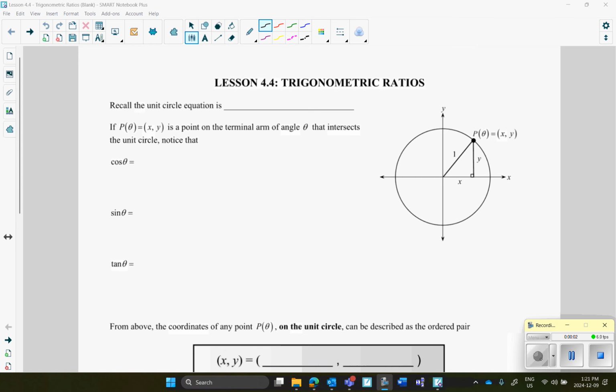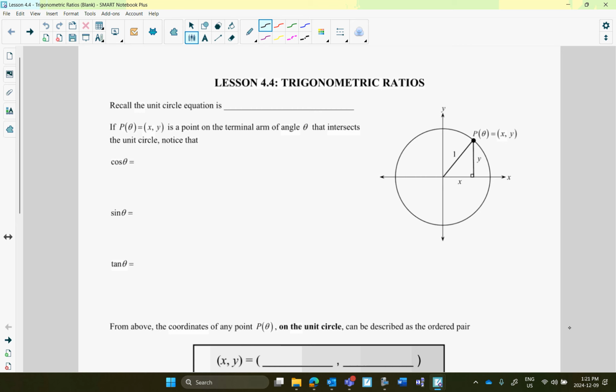So most of what we did in the previous lessons in this unit, not everything, but most of what we did, and especially 4.3, was to help us find trig ratios of certain angles, okay, without the use of a calculator.